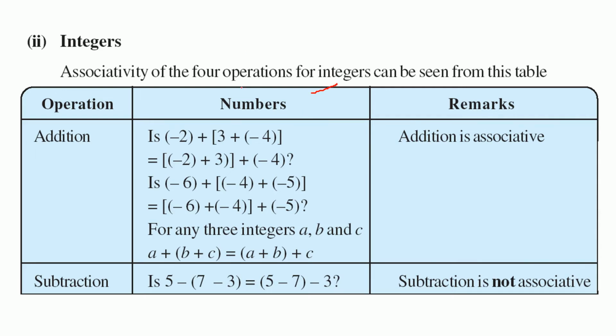Integers, for these four operations: addition is associative. If you add these two together, and add with the third one, it is not going to give you a different result. So the result will be the same. So A plus B plus C is equal to A plus B plus C. If you add these two first, it doesn't matter. In subtraction, it does matter because the sign will change. That is, subtraction is not associative under integers.